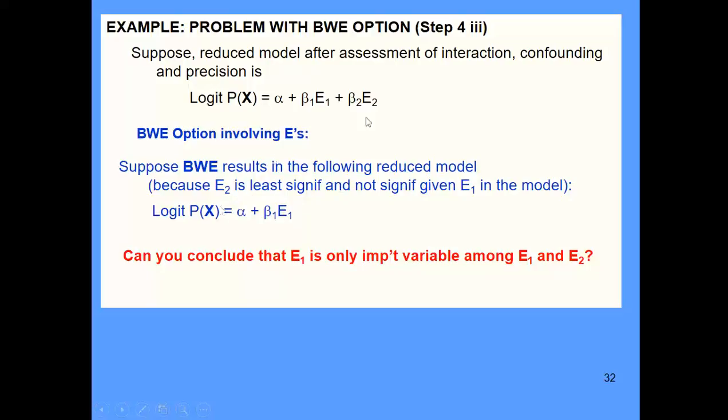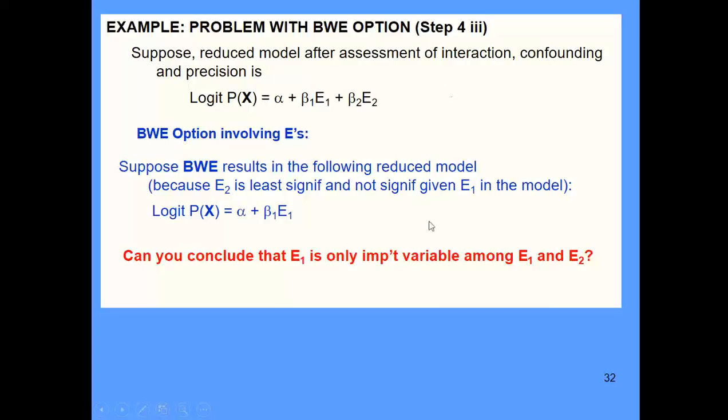Because what is backward elimination? We drop the least significant of the two variables. Now, this didn't happen in this exam. I'm just saying suppose. They were both significant. Suppose we drop E2, because E2 is less significant when E1 is in the model than E1 is when E2 is in the model. It sounds like I'm double talking here, but I'm saying suppose we drop E2 first. Okay, we're left with E1.